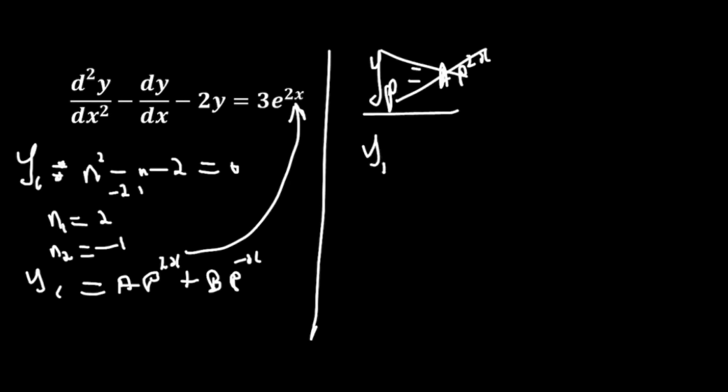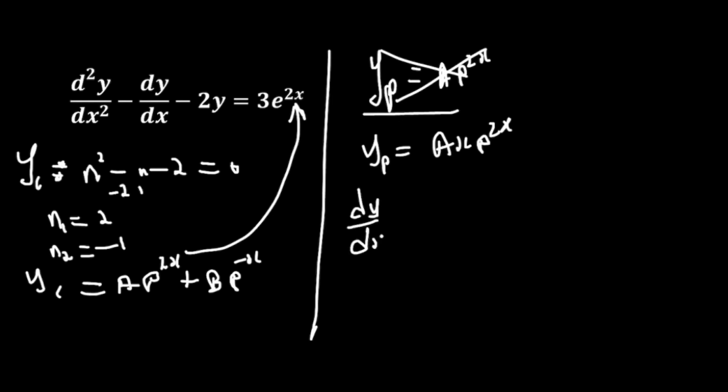Therefore, our particular solution in this case will simply be ax e to the 2x. Now, if we do this and we notice that there's still a cancellation, what we simply need to do is take our y particular to be ax squared e to the 2x. We do that until there is no cancellation. So we're going to look for the first derivative of our function.